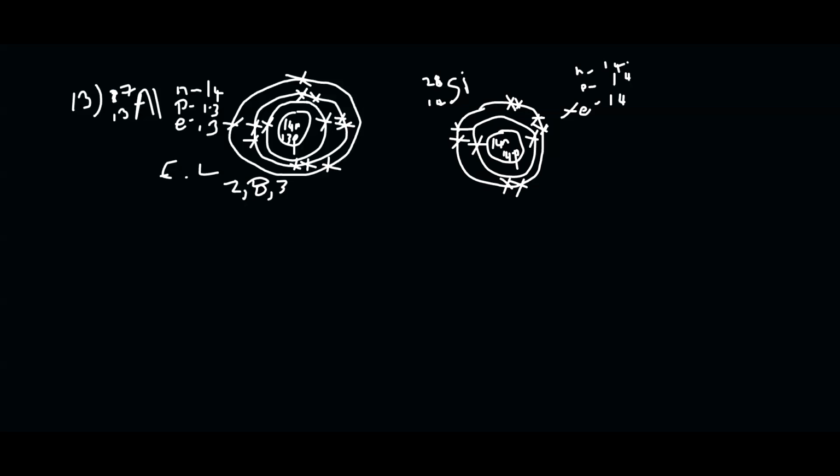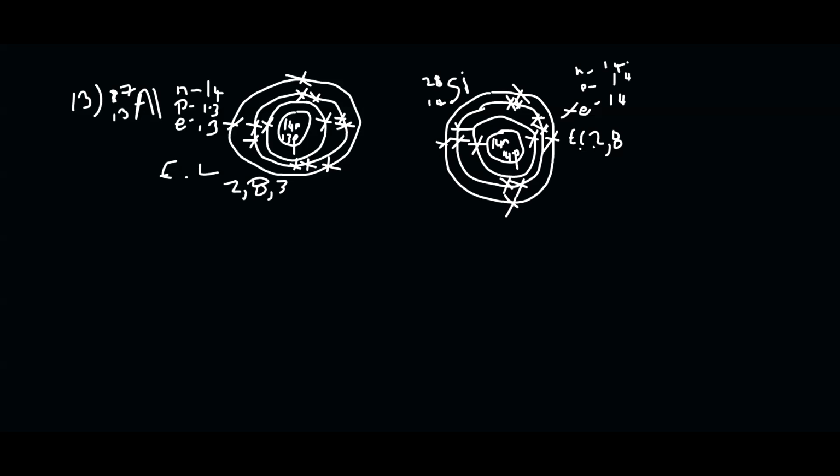We move on to the next part. We have four electrons remaining, which go on the last shell: 1, 2, 3, 4. What's the EC now? 2, 8, 4. Good. So our EC now would be 2, 8, 4.